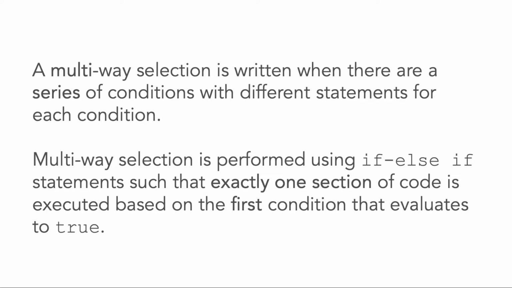A multi-way selection is written when there are a series of conditions with different statements for each condition. Multi-way selection is performed using if, else-if statements such that exactly one section of code is executed based on the first condition that evaluates to true.